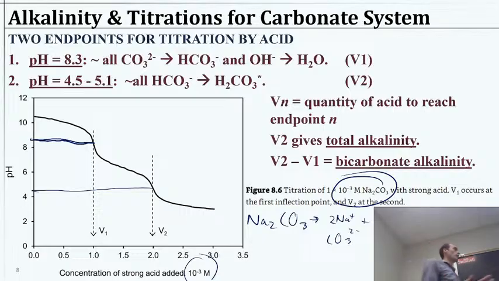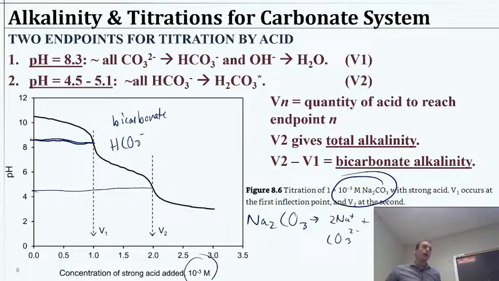Now, sometimes we might also be interested in how much of our alkalinity was associated with what we call the bicarbonate. And we could simply subtract V1 from V2 and get that. That would be our bicarbonate alkalinity. In this case, that would be exactly 1 times 10 to the minus third moles per liter.